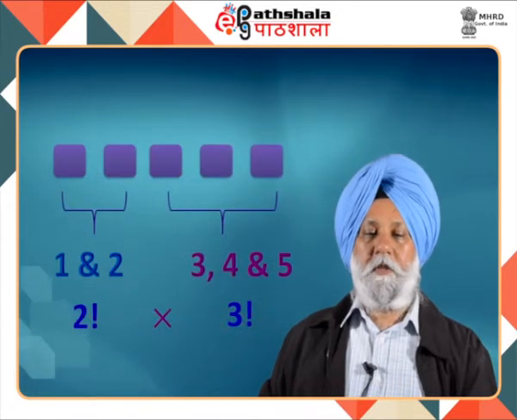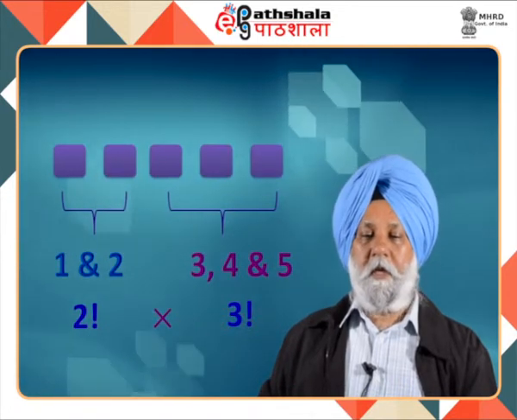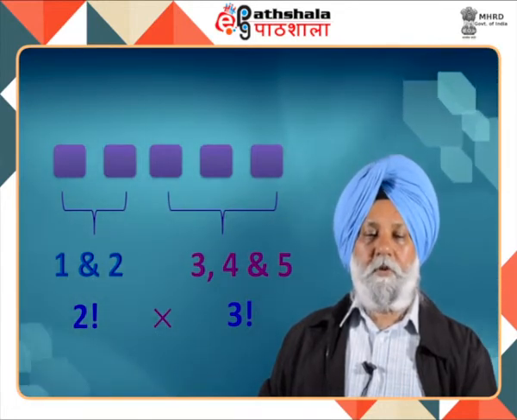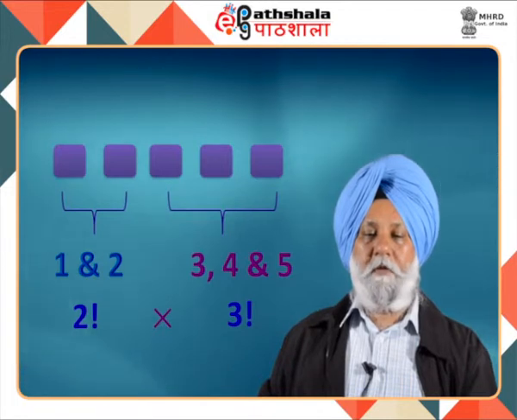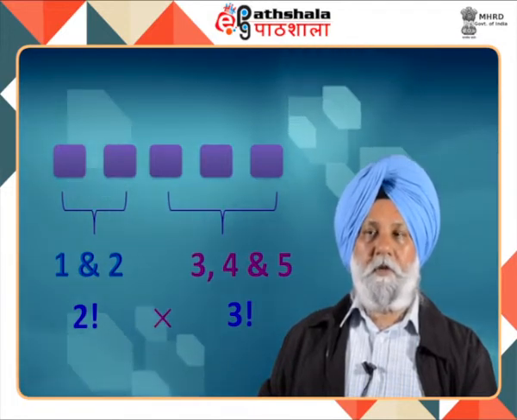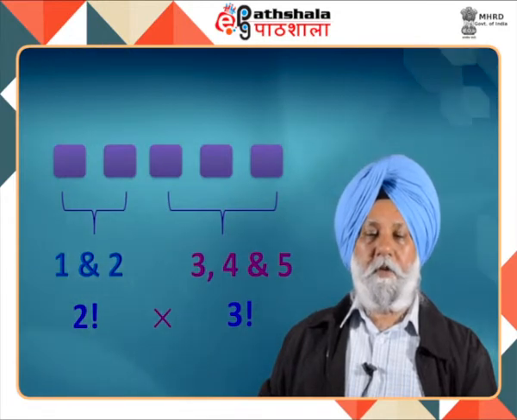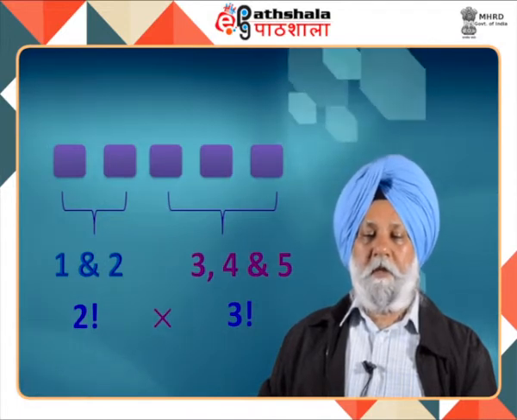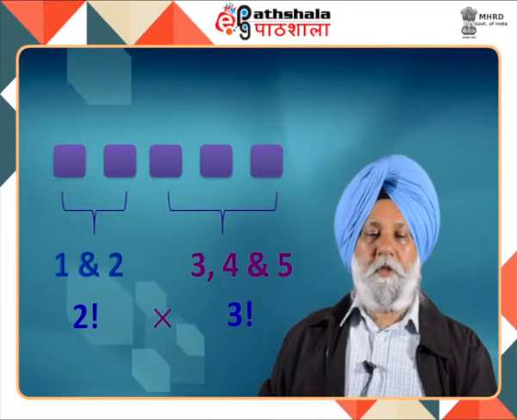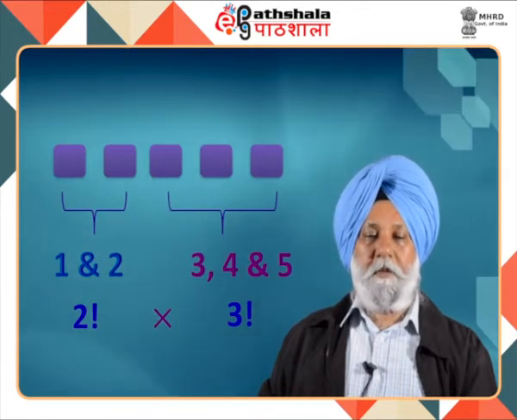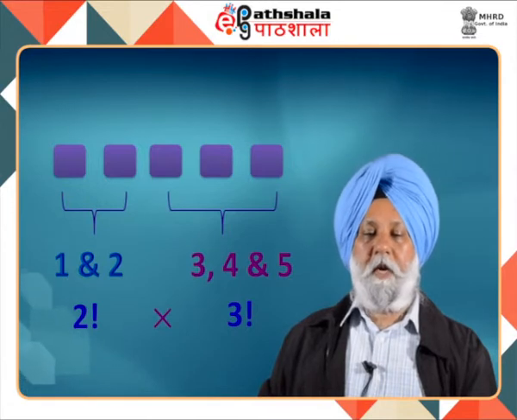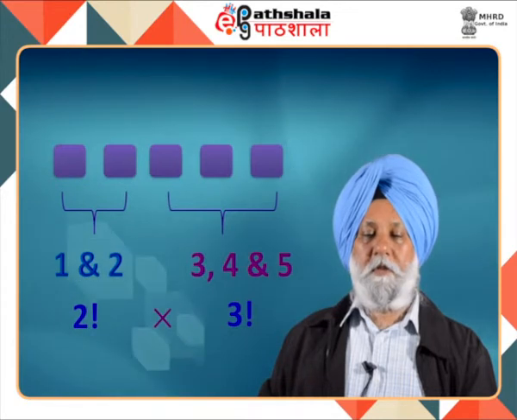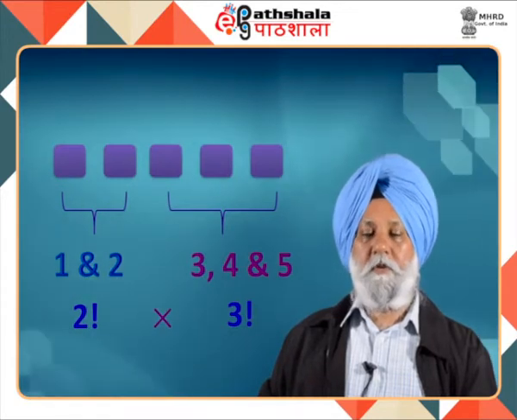However, if the question is such that the first two digits are 1 and 2 in any order and the other three digits are formed using 3, 4 and 5 in any order, then the answer would be 2 factorial multiplied by 3 factorial. Numbers 1 and 2 can be arranged in two ways, 1, 2 and 2, 1. Therefore, 2 factorial, and numbers 3, 4 and 5 can be arranged in 6 ways or 3 factorial ways. The total number of cases would be 2 factorial into 3 factorial.